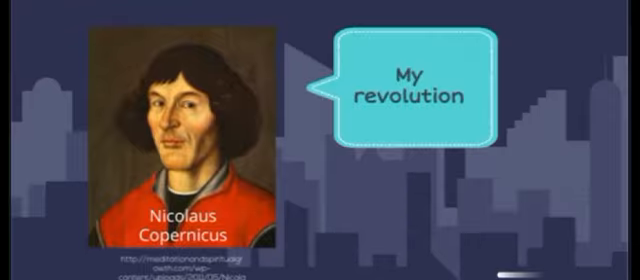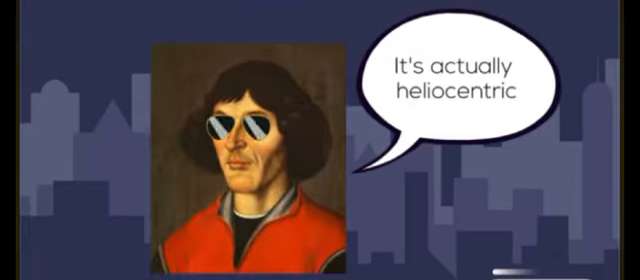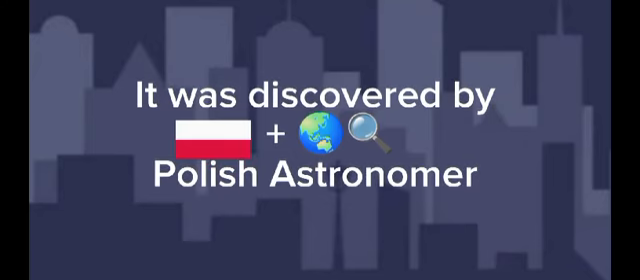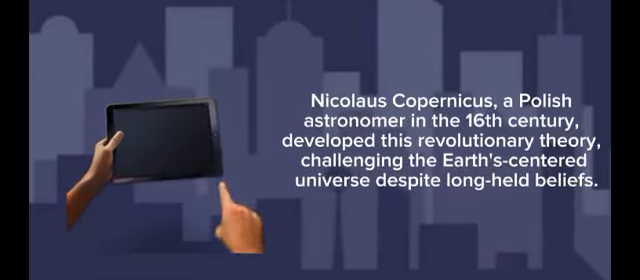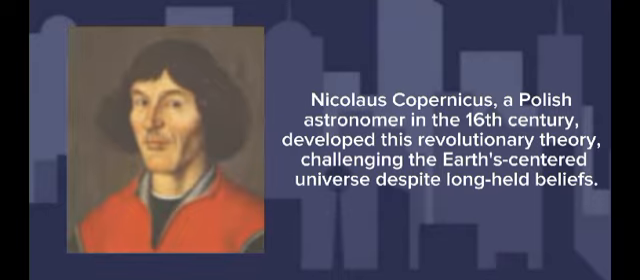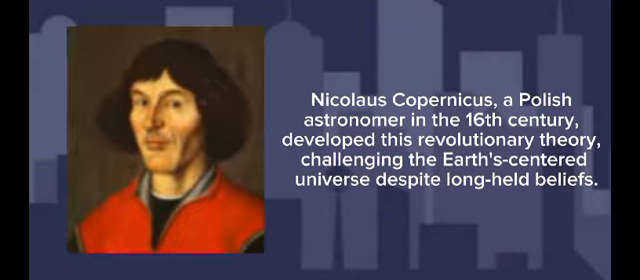So, what is Copernican? The term Copernican refers to the heliocentric model of the solar system, which places the sun at the center with the Earth and the other planets revolving around it. This revolutionary theory was developed by the Polish astronomer Nicolaus Copernicus in the 16th century. It challenged the long-held belief of an Earth-centered universe.